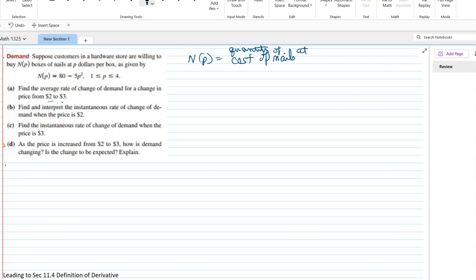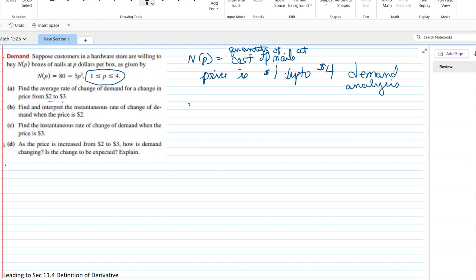At the cost of nails. I might better write it correctly. Notice that we have the price is $1 up to $4. And you're making a choice of how much you want to charge to optimize your purchase power or demand. This is a demand. A demand analysis is what will the public bear in cost of purchasing these nails.